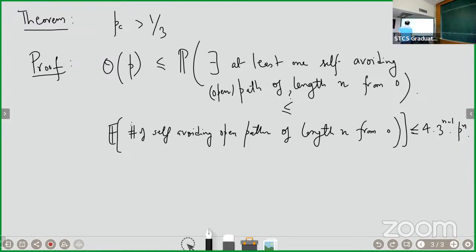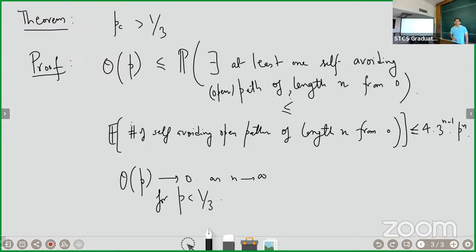And therefore theta p goes to 0 for p less than 1/3. So what can I conclude about pc? The pc has to be at least as much as 1/3. Because for any value which is below 1/3, the probability that there is percolation is going to be 0. And the whole definition for the probability of percolation is that it should remain greater than 0.